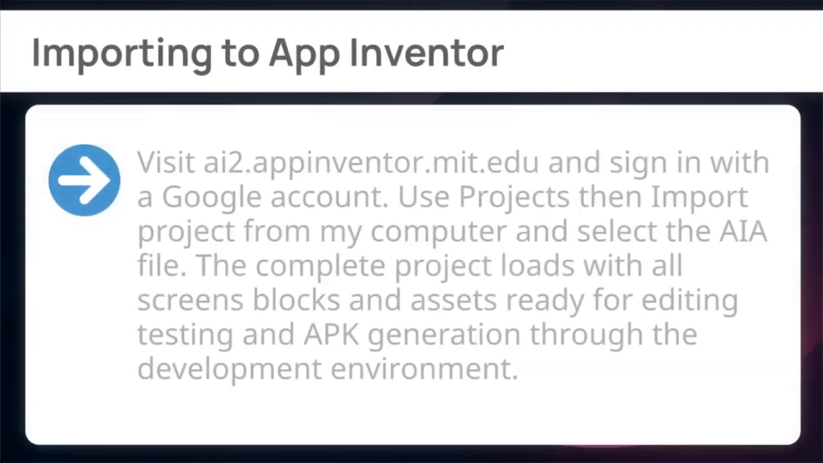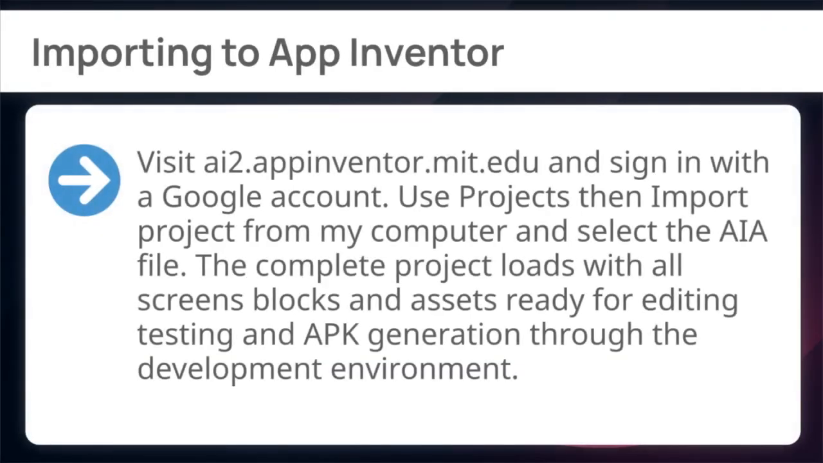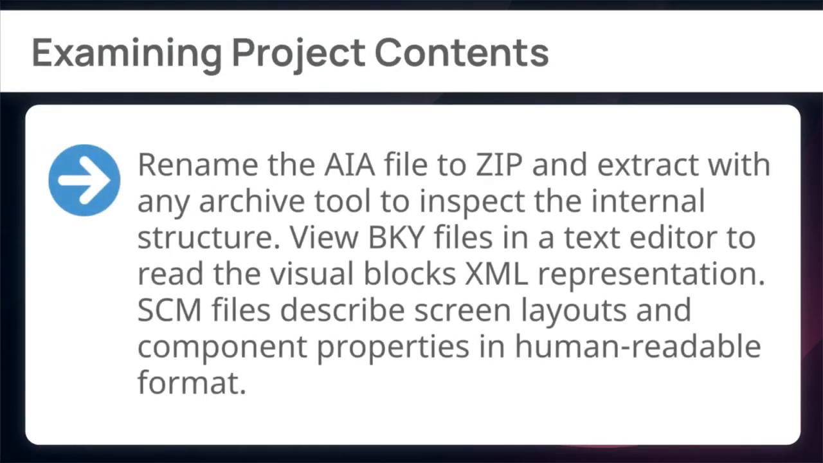First, importing to App Inventor. Visit ai2.appinventor.mit.edu and sign in with a Google account. Use Projects, then Import project from my computer, and select the AIA file. The complete project loads with all screens, blocks, and assets ready for editing, testing, and APK generation through the development environment.